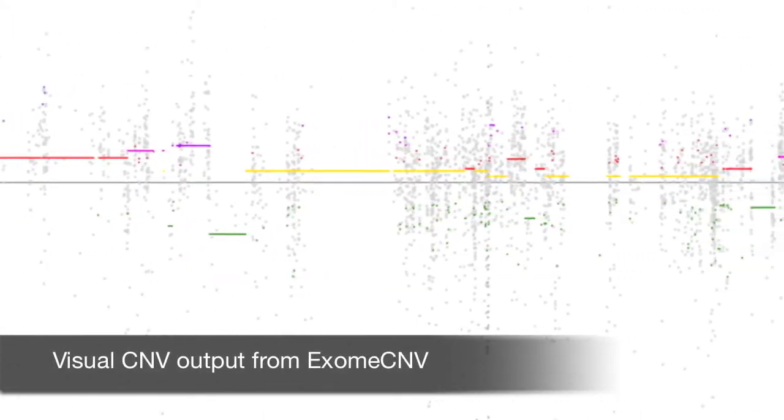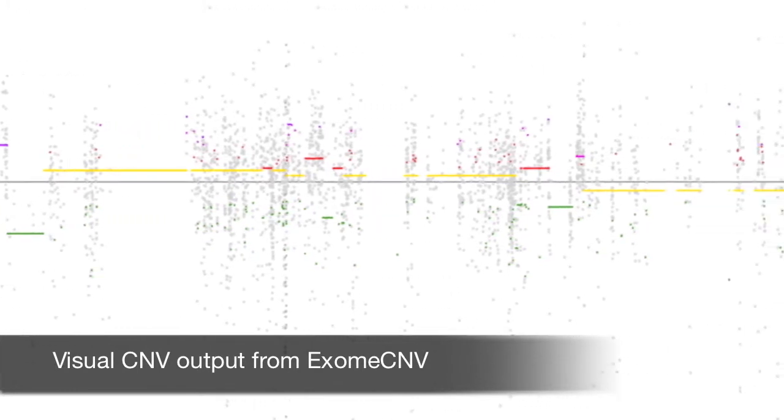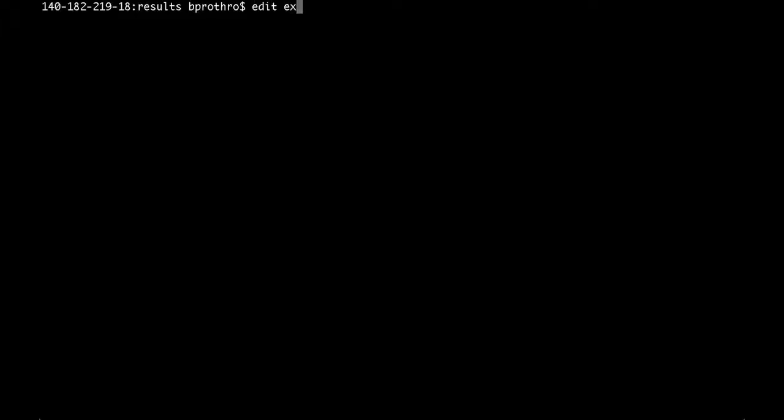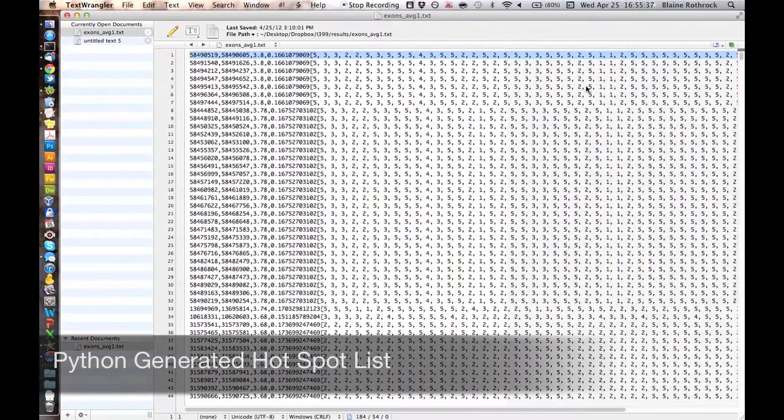After running this on n number of exomes, we used a Python script that organizes the CNVs and sorts them based on the mean and standard deviation of the genome's regions. These regions with high mean and relatively low standard deviations indicate hotspots in the genomic data.